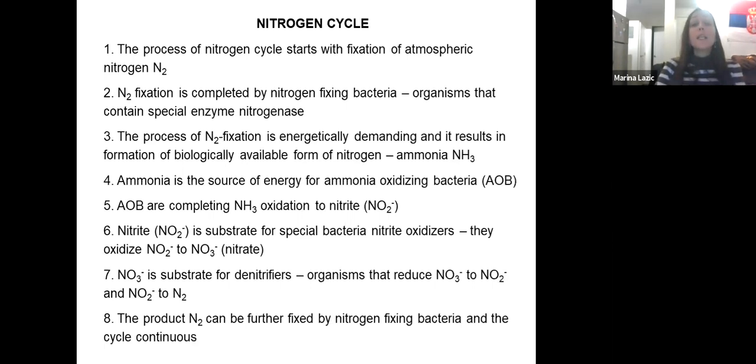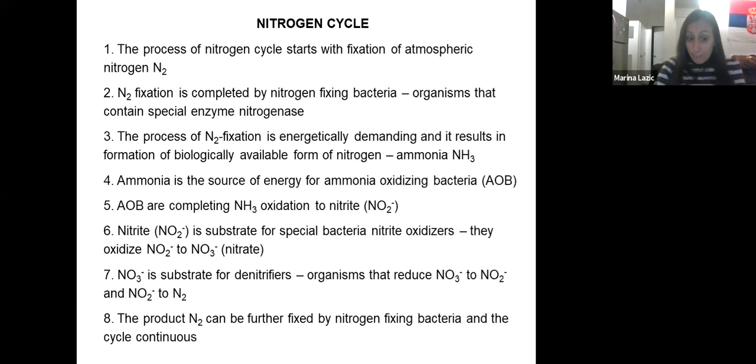Now, ammonia is a source of energy for organisms called ammonia oxidizing bacteria, or AOBs. These organisms are oxidizing ammonia, so ammonia is the electron donor. As a consequence of ammonia oxidation, these bacteria create nitrite, NO2 minus. Now, nitrite is a substrate for specialized bacteria called nitrite oxidizers. As the name says, they oxidize nitrite to nitrate, so NO2 minus to NO3 minus, that's oxidation.